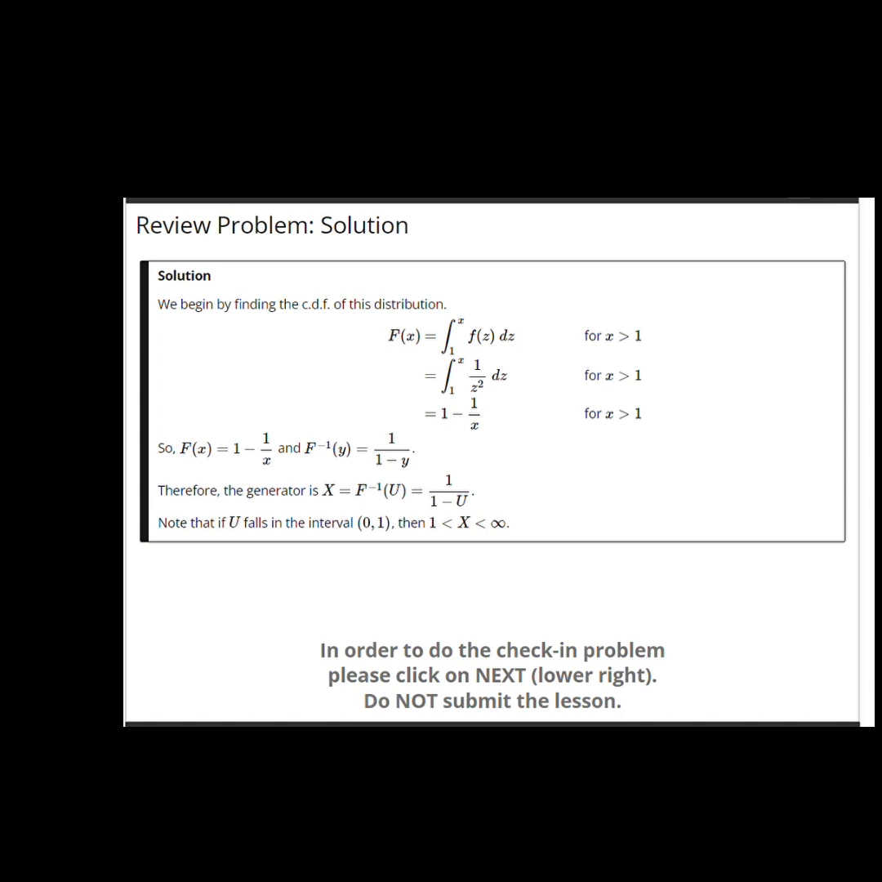The other thing we'll note in passing is that a uniform on 0, 1, u, and 1 minus u have exactly the same distribution, both uniform on the unit interval. This means that if I wished, I could replace x equals 1 over 1 minus u by x equals 1 over u. I'll get precisely the same distribution for x. This wouldn't be exactly inverse transform, however, but it's still a generator for this distribution.